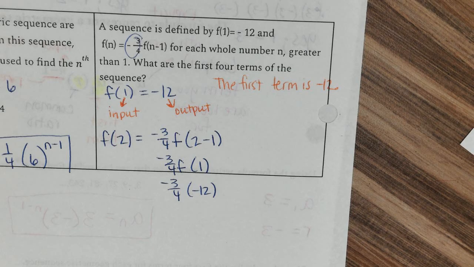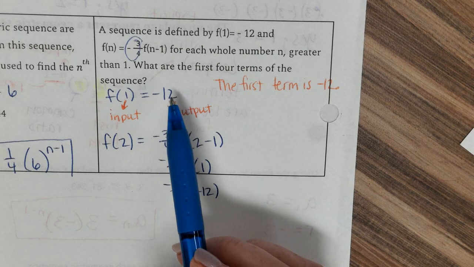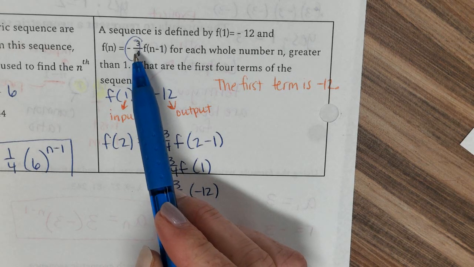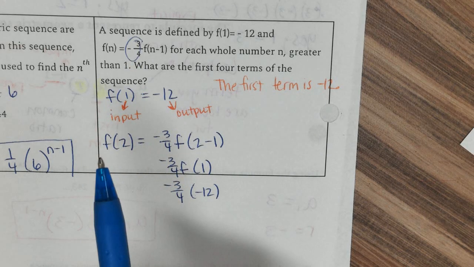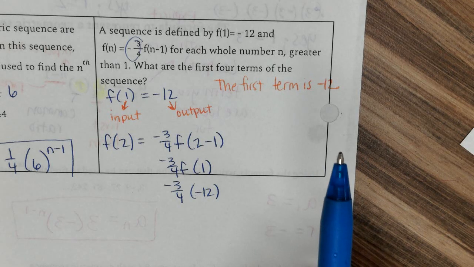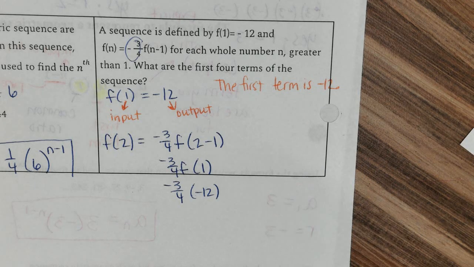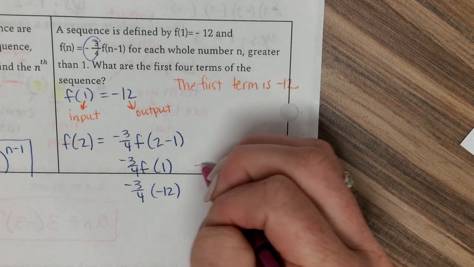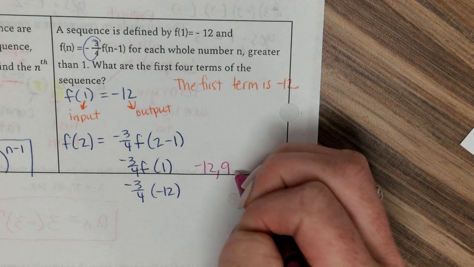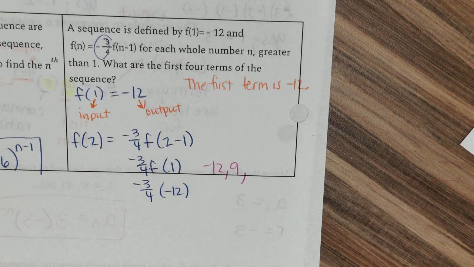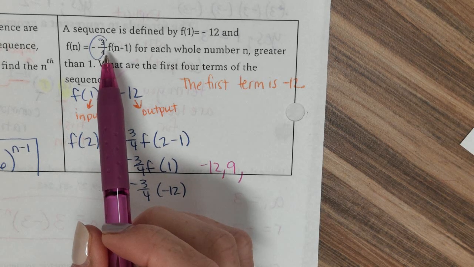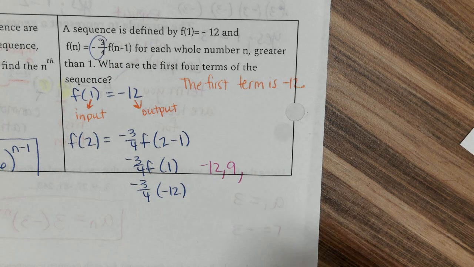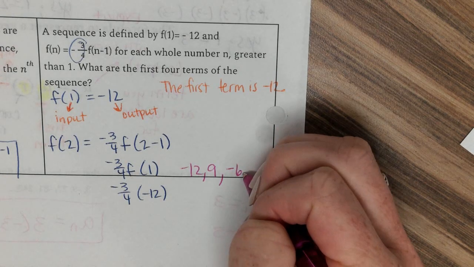Negative 12 times negative 3/4, right? Guys, negative 12 times negative 3/4. A negative times a negative is a positive. So what is the second term? 9. Positive 9. So the first term is negative 12. The second term is positive 9. The next term, is it going to be positive or negative? Negative. Why? Because I'm multiplying by negative. What am I multiplying by? Negative 3/4. So 9 times negative 3/4 is negative 6.75.